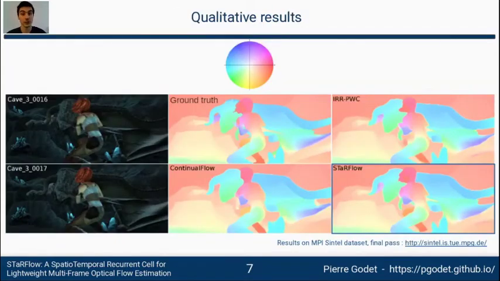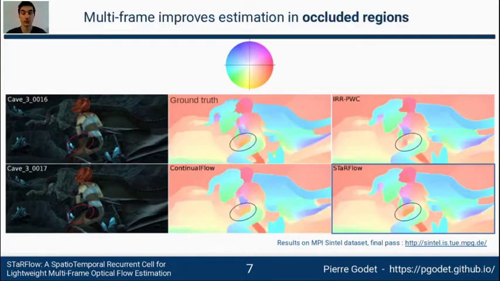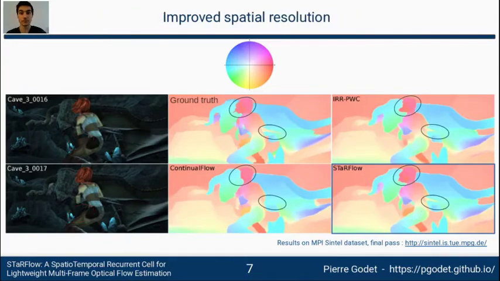Here is a result on Sintel, where we can compare IRIPWC, continual flow, and our method STaRFlow. First, we can see that a multi-frame process helps to estimate motion in partially occluded regions. This is the case on the knee, occluded in the target frame, which is well estimated by the two multi-frame methods, continual flow and STaRFlow, but missed by the two-frame method, IRIPWC.